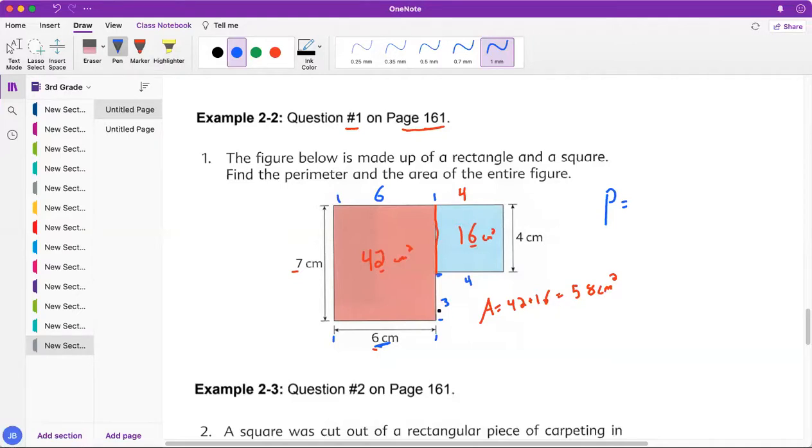So now when we add up our perimeter, we should get, let's see, we got 10, and 10 is 20, 27, I believe 34 centimeters. Just for this one, we have 12 and 10, so we have 22. Yep, all right, so 34 centimeters for our perimeter.